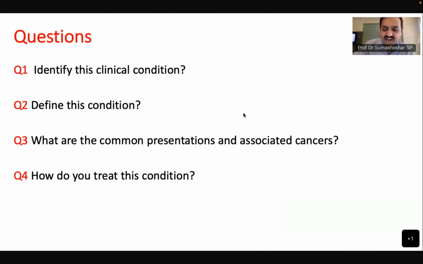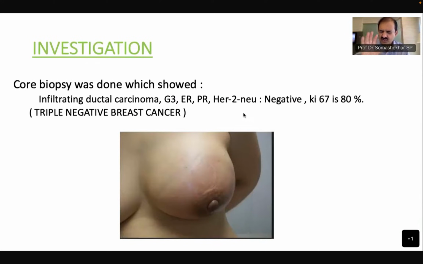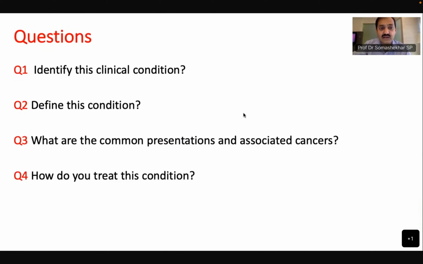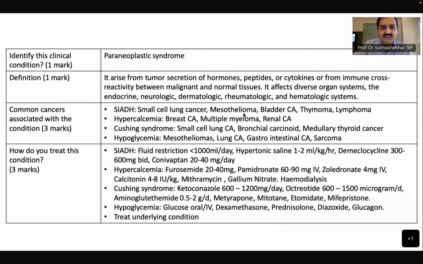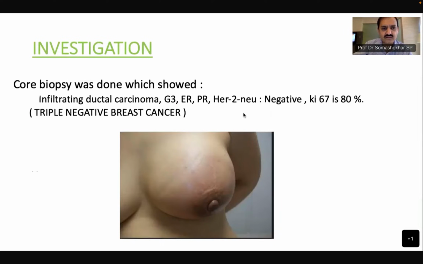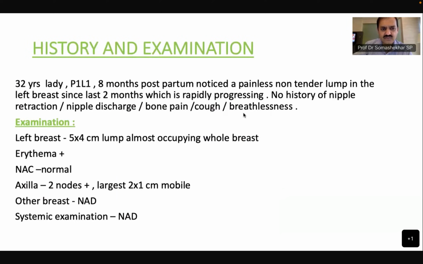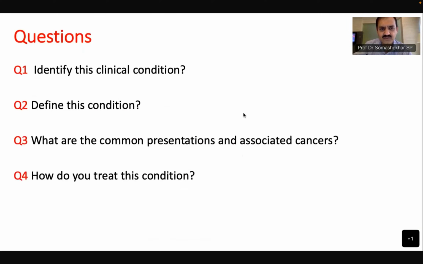Now, first question, identify this clinical condition. Those who can see can clearly notice this is not a routine type of breast cancer. Can you see this? Not a routine type of breast cancer. Identify this clinical condition, define this condition, what are the common presentations and associated cancers, how do you treat this condition? Okay, look at this. Sorry, I missed this particular area.